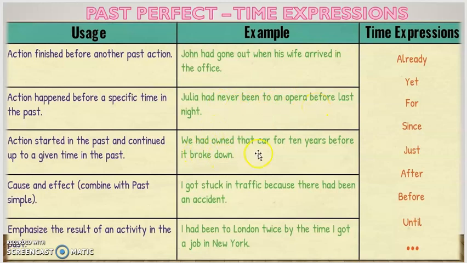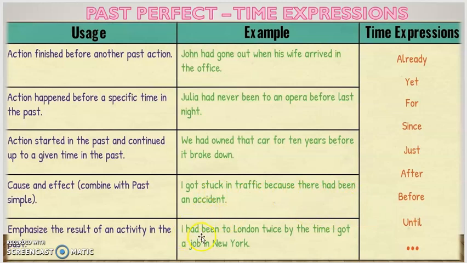The other is, we had owned that car for 10 years before it broke down. Nosotros habíamos tenido ese carro por 10 años antes de que se averiara. The other example is, I got stuck in the traffic or in traffic because there had been an accident. Quedé atrapado en el tráfico porque había habido un accidente o porque hubo un accidente.